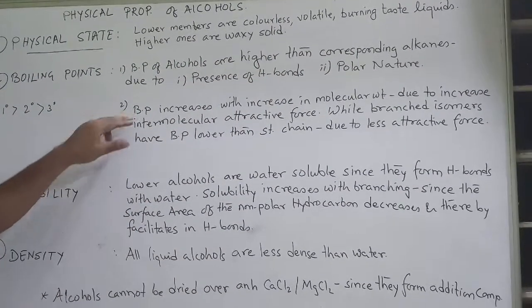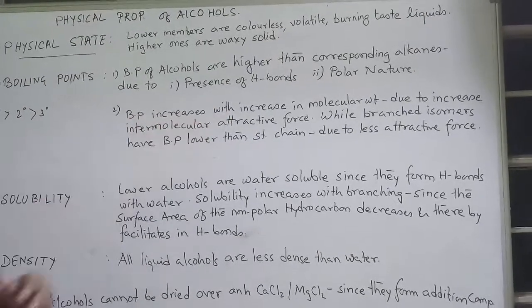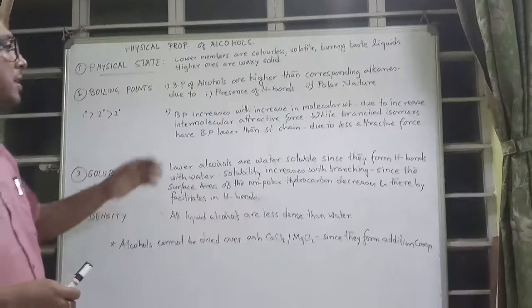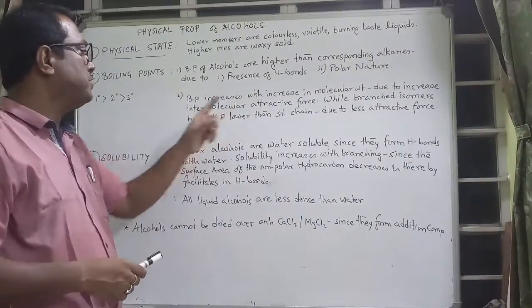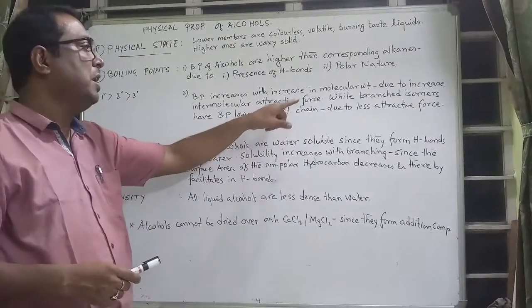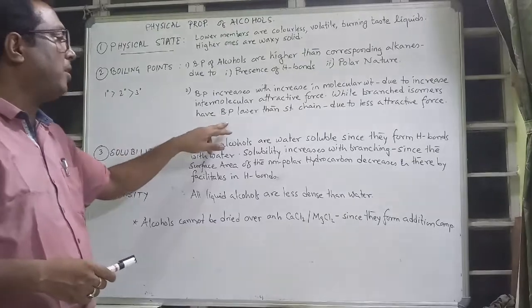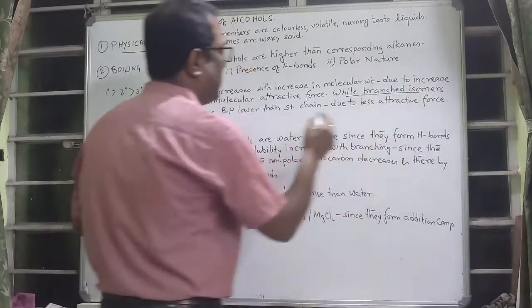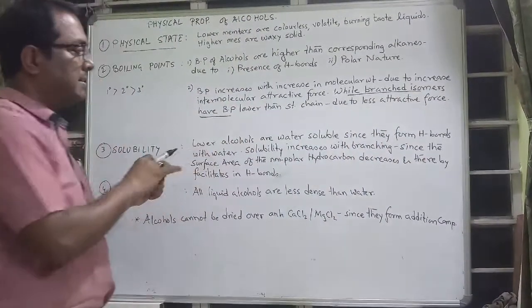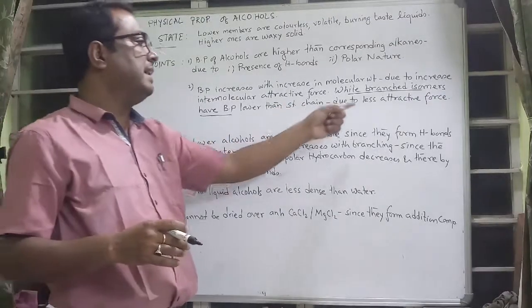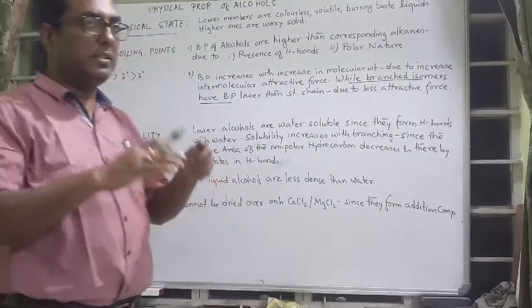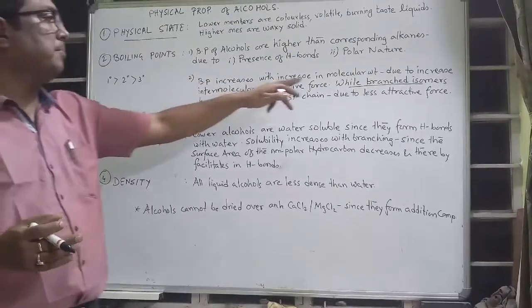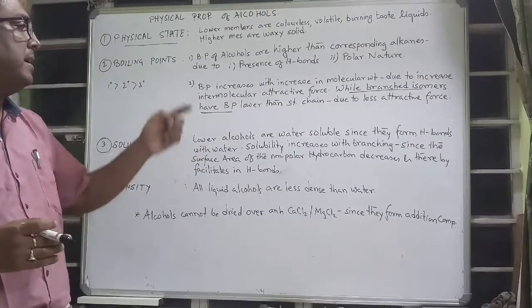Now let me go to the next part. Boiling point increases with the increase in molecular weight. As more and more molecular weight comes into the alcohol, the boiling point will increase. This is due to the increase in intermolecular attractive forces. While branched isomers have a boiling point lower than the straight chain. When there is more and more branching, they have lower boiling point than the straight chain. Why? Because there are less attractive forces, and because of that the branched isomers will have lower boiling point than the open straight chain.